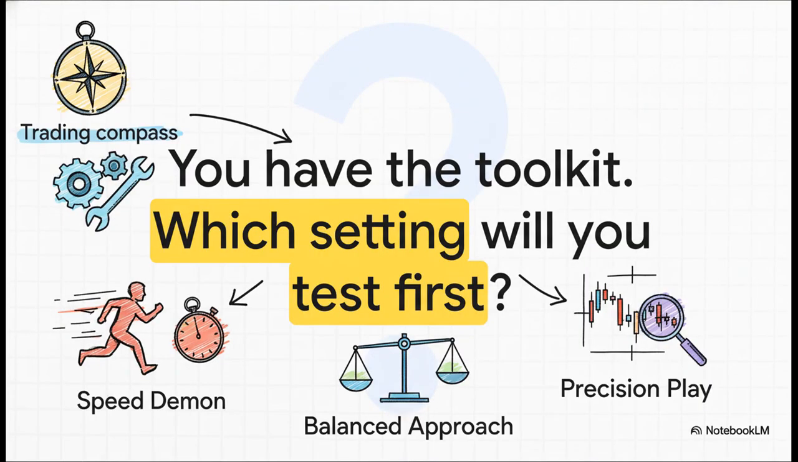And with that, you now have the complete toolkit to properly calibrate your trading compass. You get the why, the what, and the how. So the only question left is the one you see right here. Which setting are you going to go and test first? The speed demon, the balanced approach, or the precision play? The choice is yours.